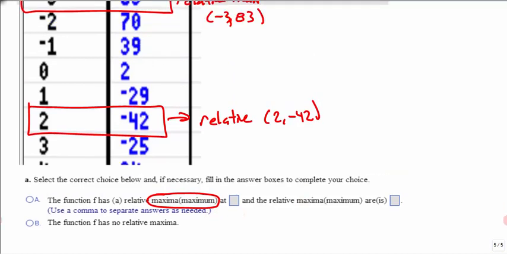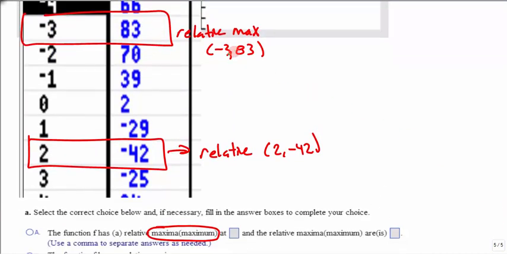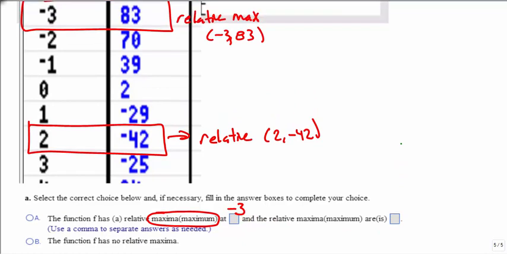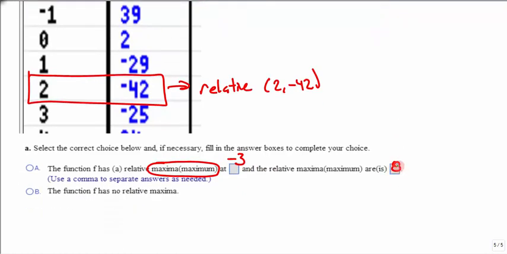Now the first value that they're looking for is x. So relative max was at x equal negative 3. And then our y value would be an 83. So just to be specific, they're not looking for x equal. They just want the value at x, which in this case was negative 3. So here they want negative 3, and the value was equal to 83. So you don't have to put in x equal and y equal. They just want the x value, and the maximum value is 83 when x equal negative 3, and then you'll do the same thing for a min.